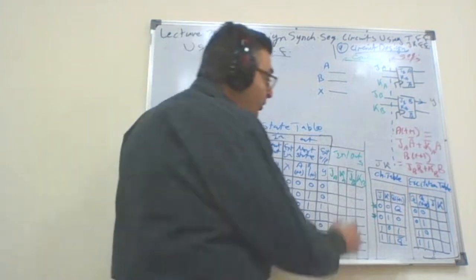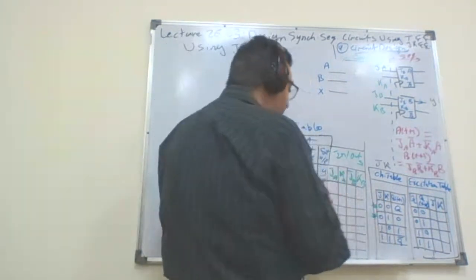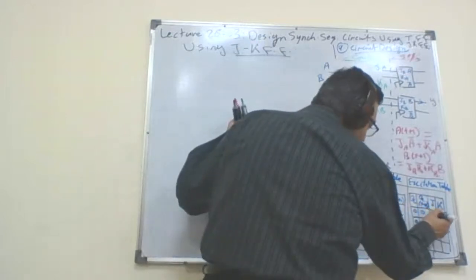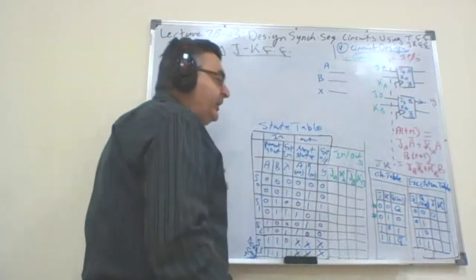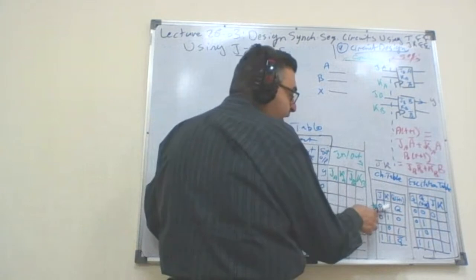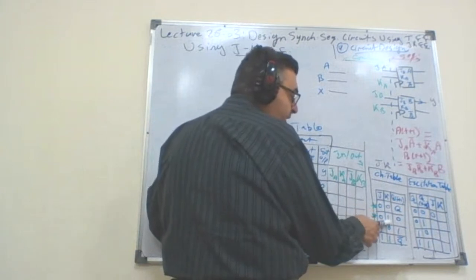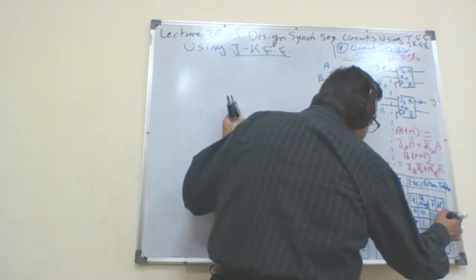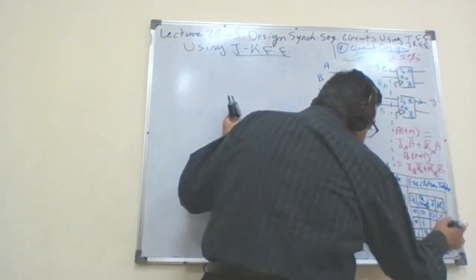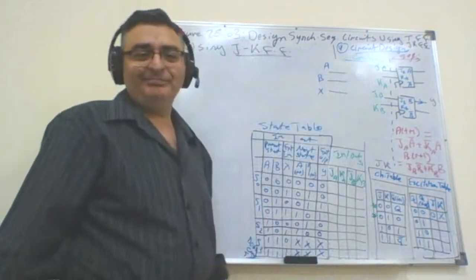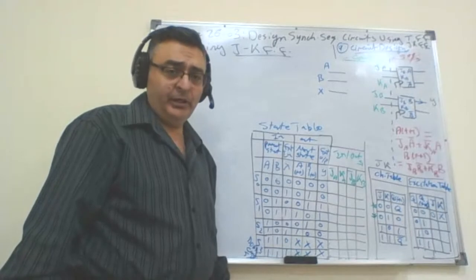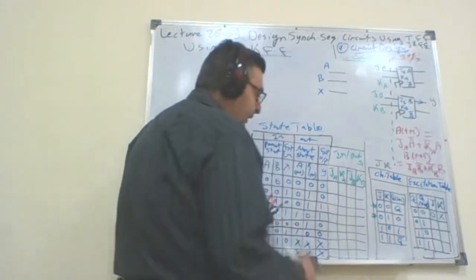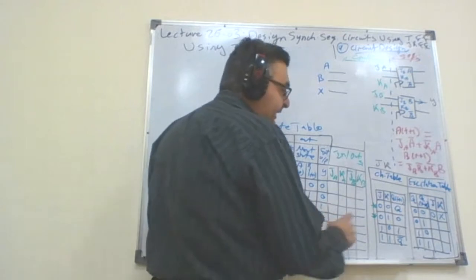Okay? In both of those cases, what should be the value of J? The value of J should be 0. Right. What should be the value of K? K could be 0 or could be 1. So that means I don't care about the value of K. So K is a don't care. Agree? Makes sense? Now, let's go and check the second case.